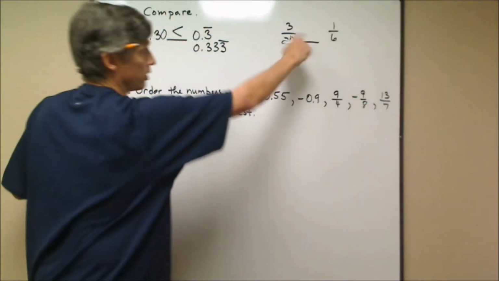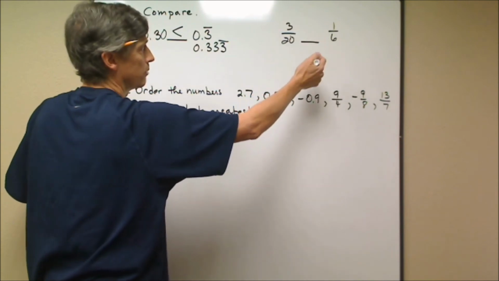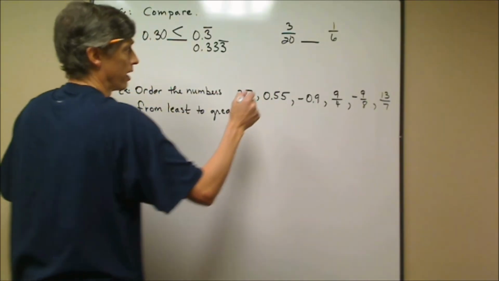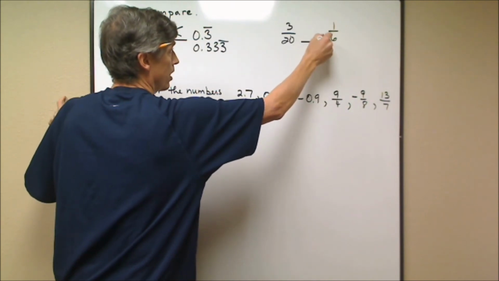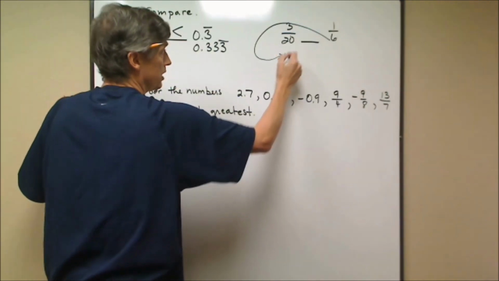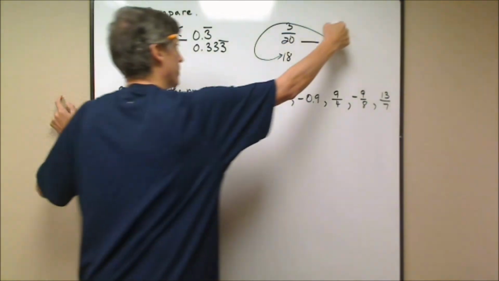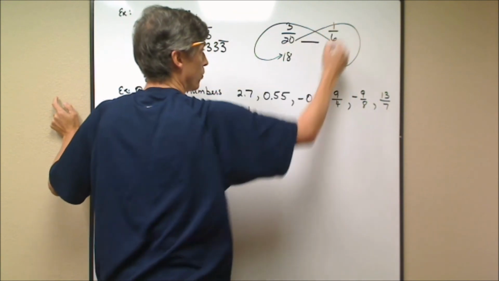Now when I'm comparing 2 fractions that don't have the same denominator, I either can rewrite them to have the same denominator, or I can use cross products. So what I'm going to do is take this denominator times this numerator, multiply it, and put it right there. 6 times 3 is 18. Now I'm going to take this denominator times this numerator. I'm going to cross multiply and put it right there. 20 times 1 is 20.